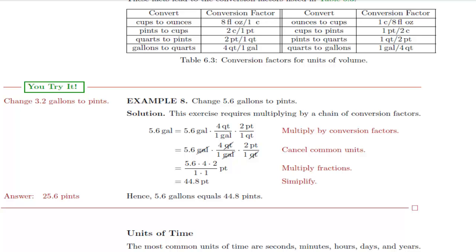Solution. This exercise requires multiplying by a chain of conversion factors. To convert from gallons to quarts, we'll use conversion factor 4 quarts over 1 gallon. To convert from quarts to pints, we'll use conversion factor 2 pints over 1 quart. So we have 5.6 gallons equals 5.6 gallons times the 2 conversion factors. The gallons units cancel, the quart units cancel, and we're left with 5.6 times 4 times 2 over 1 times 1 pints, which simplifies to 44.8 pints. Hence, 5.6 gallons equals 44.8 pints.